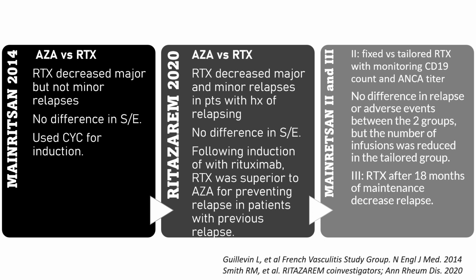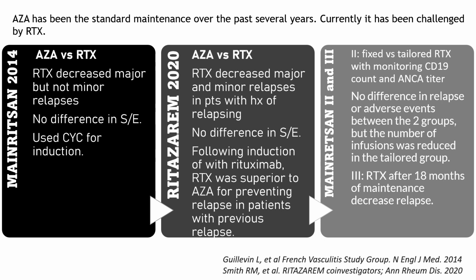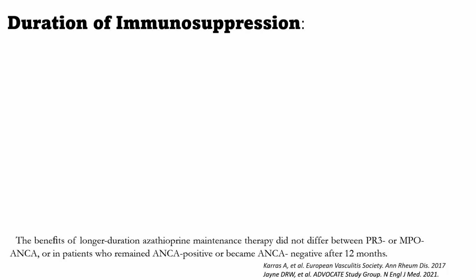In MAINRITSAN 2, they compared fixed doses of rituximab versus tailored rituximab doses with monitoring of CD19 for depletion of B cells and ANCA titer, and they found no difference in relapse or adverse events, but the number of infusions was reduced in the tailored group. And in MAINRITSAN 3, they tried to answer the question, should we continue rituximab after 18 months? They found that rituximab after 18 months decreased the relapse. So azathioprine has been the standard maintenance therapy over the past several years. Currently, this has been challenged by rituximab.